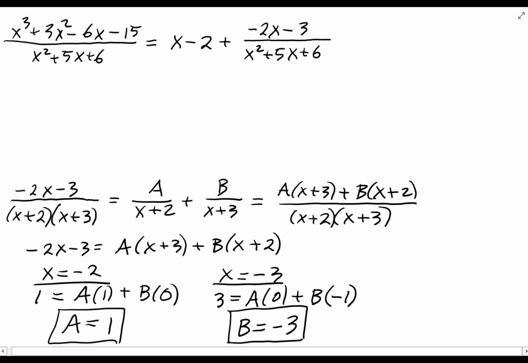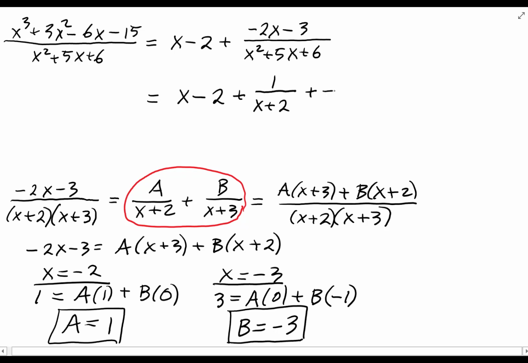So now we can go back up here and write our final answer down. Plugging that a and b into this thing. And of course, don't forget the x minus 2 that we got from long division. So here's our final answer. x minus 2, and then a is a 1, so it's plus 1 over x plus 2, and b is a negative 3, so it's negative 3 over x plus 3.